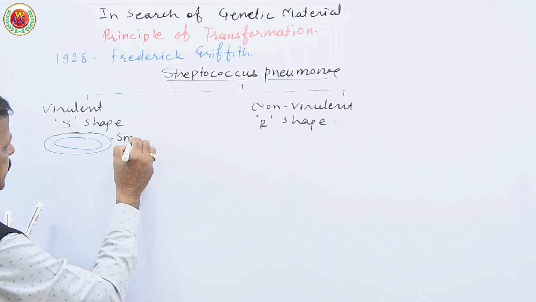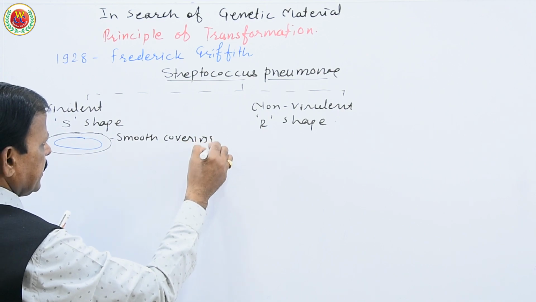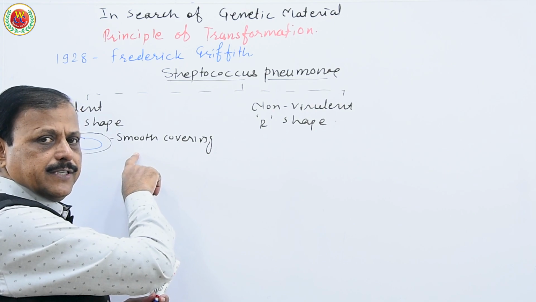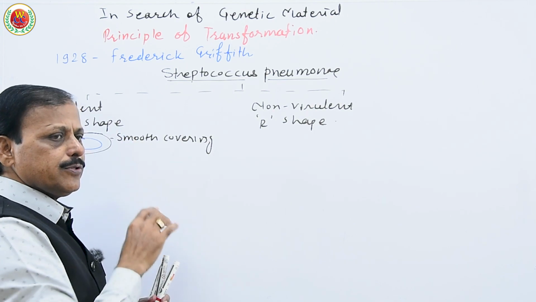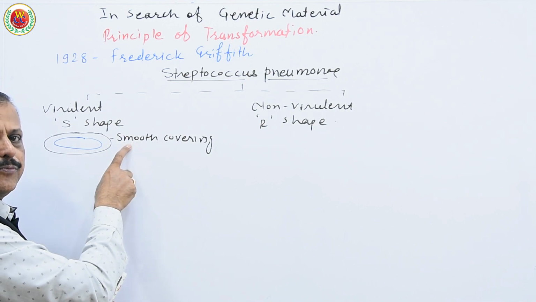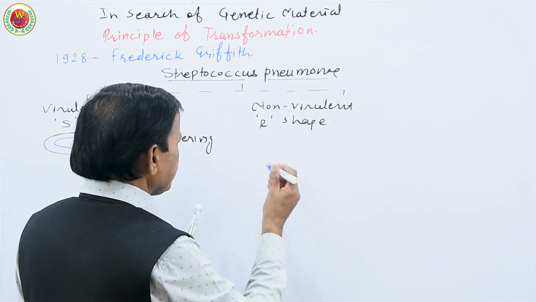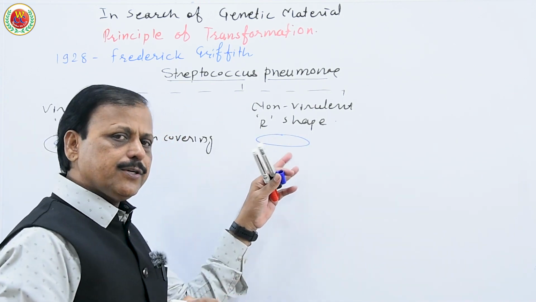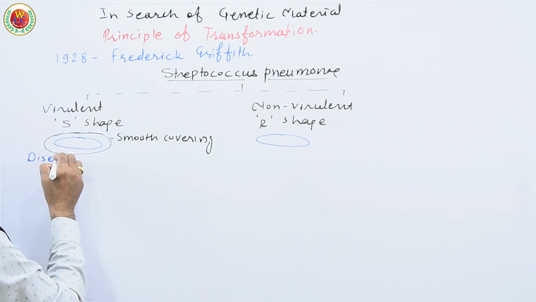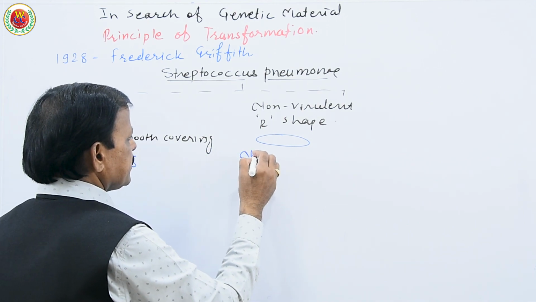So the smooth covering protects it from the antibodies of the host. This is a pathogen. When it enters the body and causes disease, it stays protected because of this mucopolysaccharide smooth covering in the S-shaped bacteria. R-shaped bacteria do not have this covering, and therefore they do not cause disease. Virulent means disease causing, and they are non-disease causing.